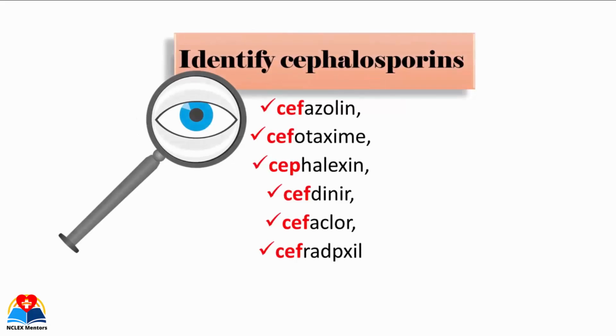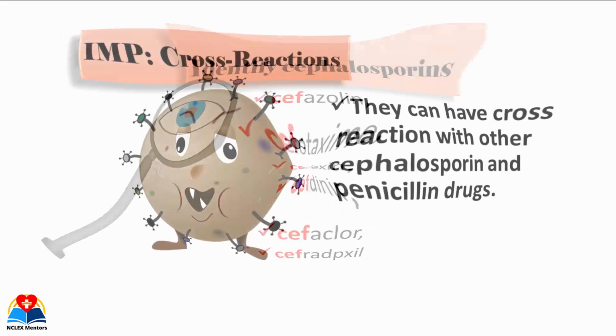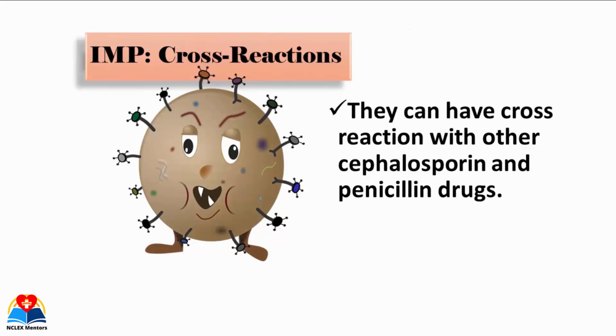All right. Very similar to penicillins is an antibiotic group called cephalosporins. To identify cephalosporins, look for the unit CEF at the beginning of every drug name. Examples: cefazolin, cefotaxime, cephalexin, cefdinir, cefaclor, cefuroxime, etc. The side effects and nursing considerations in administration of this class of antibiotics are very similar to penicillins. These drugs can cross-react with other cephalosporins and penicillin drugs, so care should be taken for this point too.